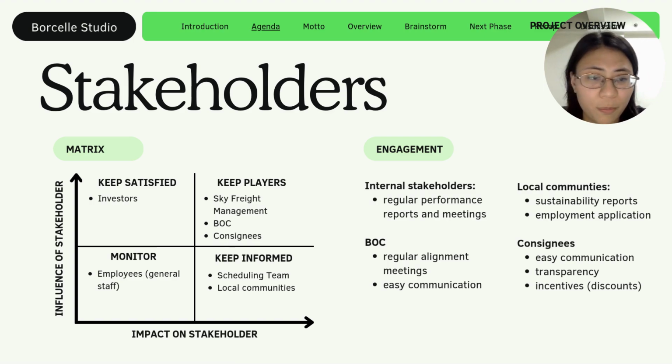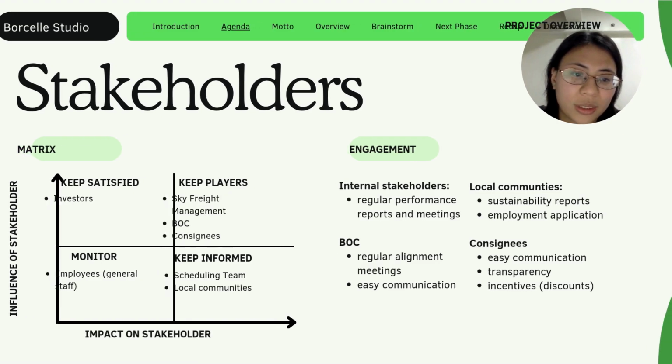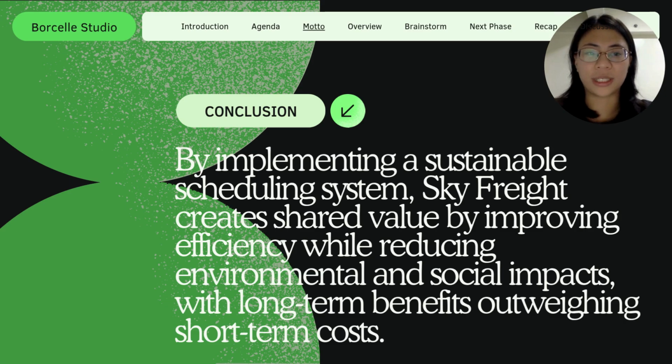Next, we have BOC. The engagement plan for this is to have regular alignment meetings, and easy communication. So for the alignment meetings, it's very important that BOC stays consistent with updating. As for easy communication, if there's any problem with the system, it should be easy for them to communicate with the scheduling team. Same with the consignees. Yeah, and then for local communities, they will be provided sustainability reports and employment applications. For consignees, again, easy communication, and they will also receive transparency over what is needed or required, as well as incentives. So to conclude, by implementing a sustainable scheduling system, Sky Freight creates shared value by improving efficiency while reducing environmental and social impacts, with long-term benefits outweighing short-term costs.